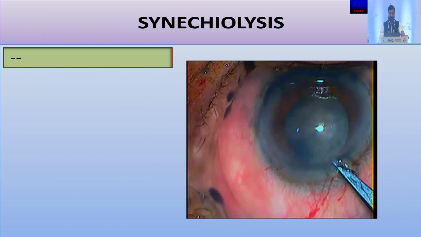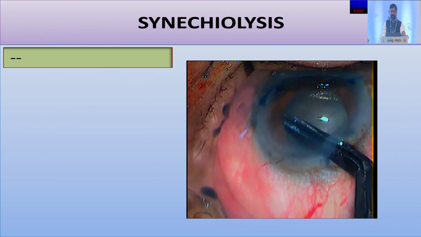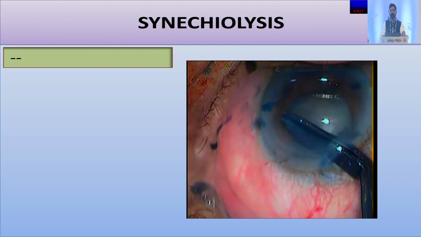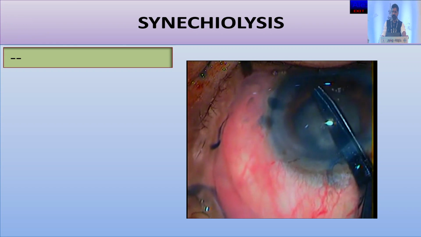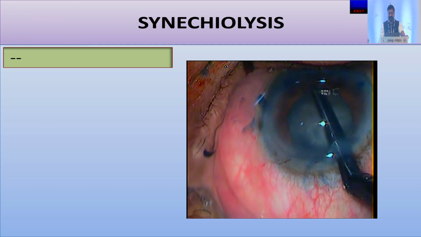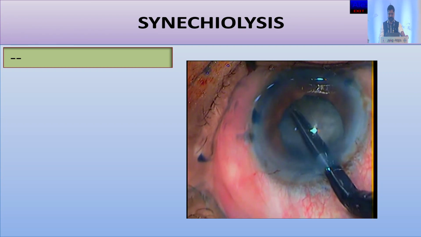Sometimes after doing this also, if you think that the pupil is going to go into miosis, postoperatively or intraoperatively, give a small cut at the pupillary margin, and that will help you in doing the procedures.